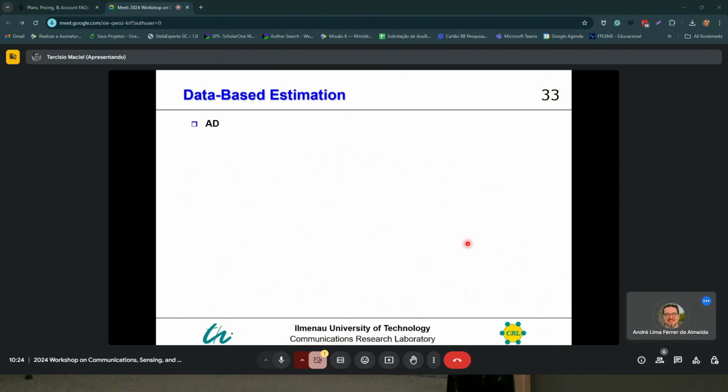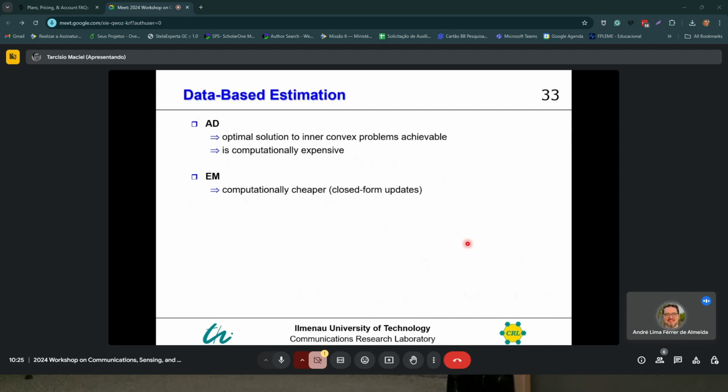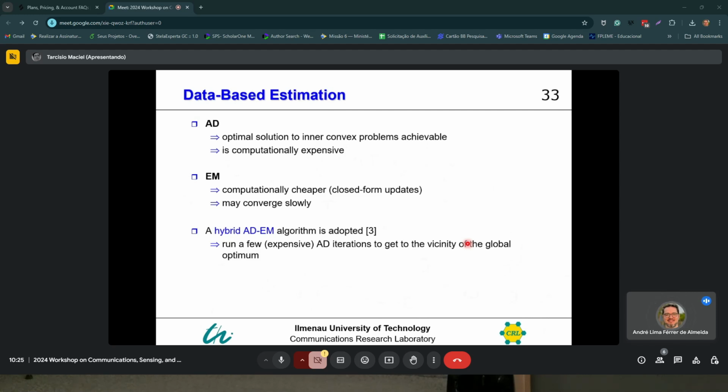Okay. So we have one alternating directions algorithm, which gives the optimal solution to an inner convex problem that's achievable. However, it's computationally expensive. And then we have an EM algorithm, which is computationally cheaper. So it has closed form updates, but however, it may converge slowly. Therefore, in reference 3, this was our signal processing letter, we've had a hybrid ADEM algorithm where we run a few expensive AD iterations to get in the vicinity of the global optimum and then switch to the computationally cheaper EM for refinement.